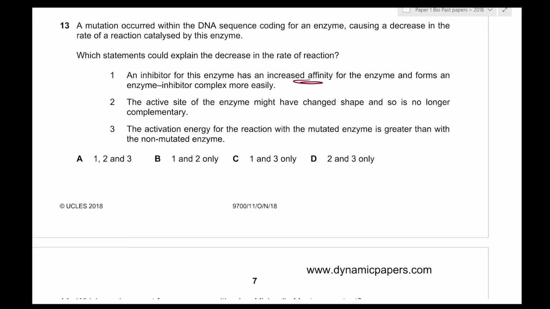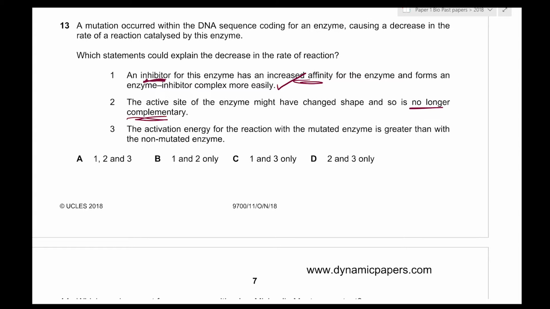This also means that maybe the tertiary structure has changed to a shape which is more complementary and has a higher affinity to the inhibitor instead of the substrate. It might be more complementary to the inhibitor. Therefore, it has a higher affinity to it. Therefore, this is a valid point. This is correct. For 2, the active site of the enzyme might have changed shape and is no longer complementary.